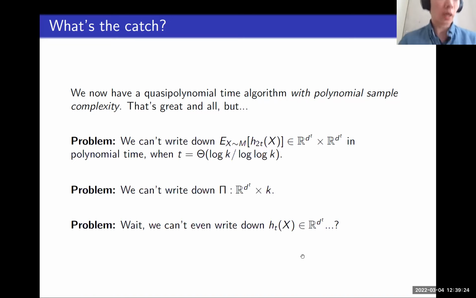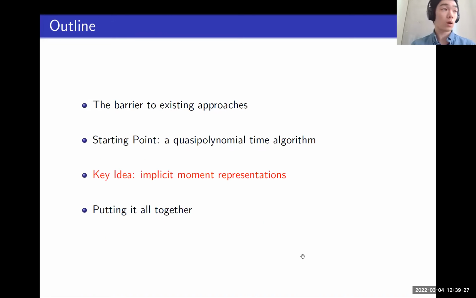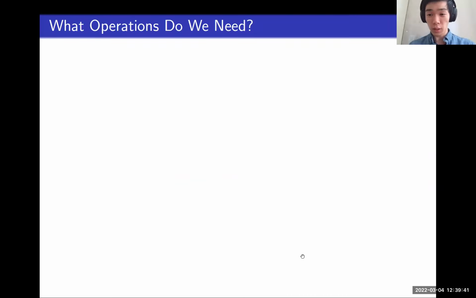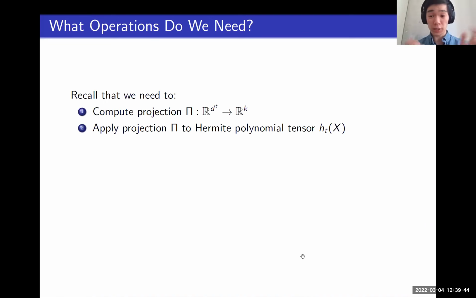So the main way we'll get around this quasi-polynomial barrier of writing down tensors of size d to the t is via implicit representations of these tensors. So let's look back again at the distinguishing algorithm that we proposed. What are the operations that we're really running? We have some projection map pi that projects from d to the t dimensions to k dimensions, right? And then we want to apply pi to some Hermite polynomial tensor, right? These are the two key operations. So how will we do these operations implicitly?